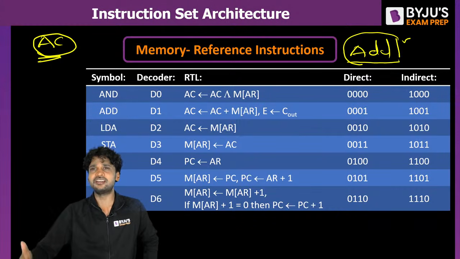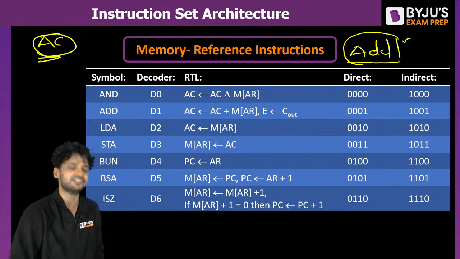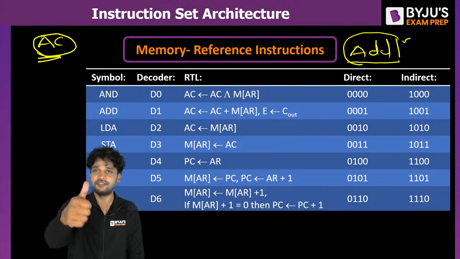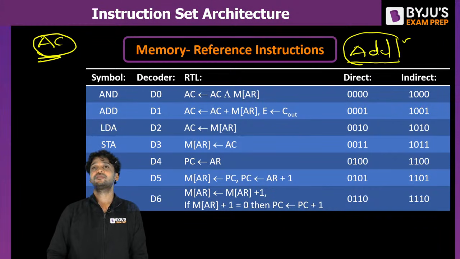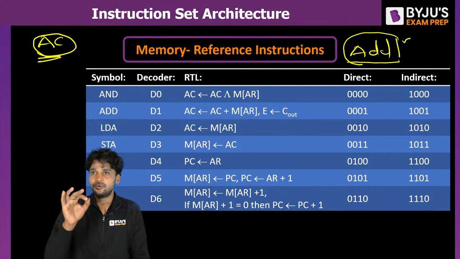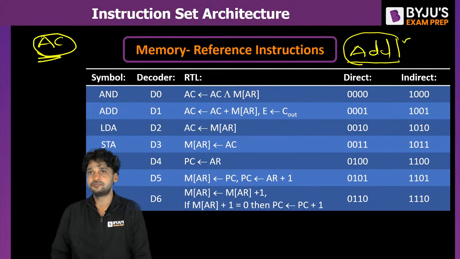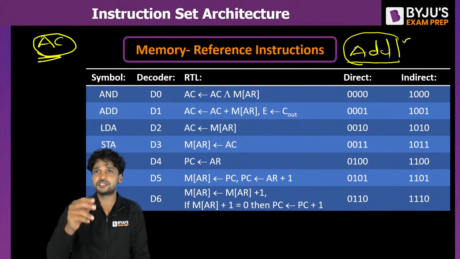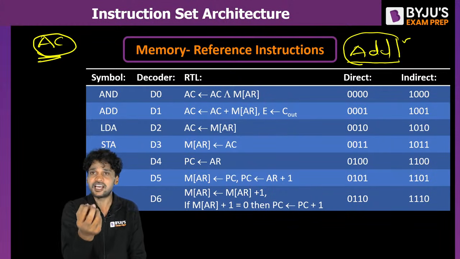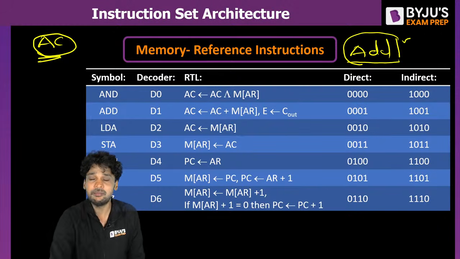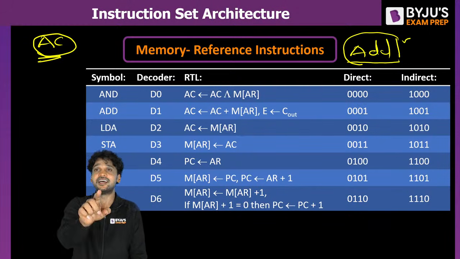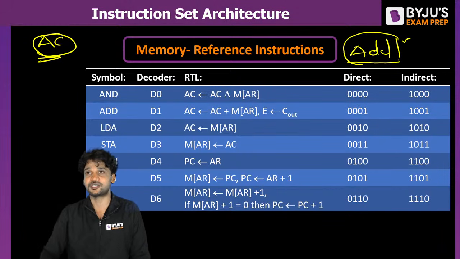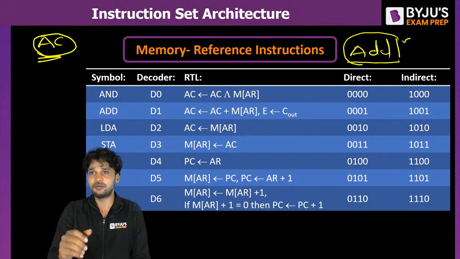Sir, what is this memory reference? What is this register reference? What are these IO instructions? Please explain. I will, if you stay focused. What is the memory reference instruction? For any instruction, if the operand is available within the main memory, then that instruction is a memory reference instruction. I hope you got the point.